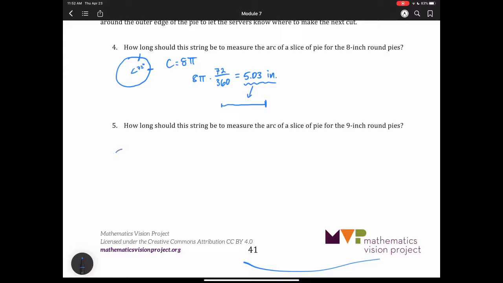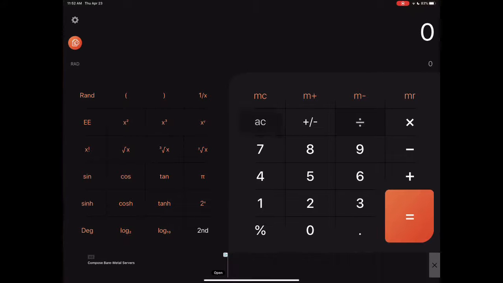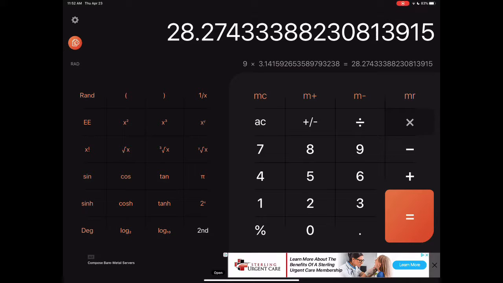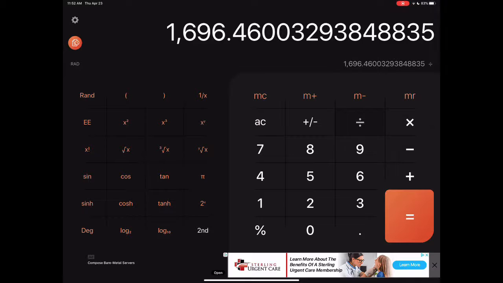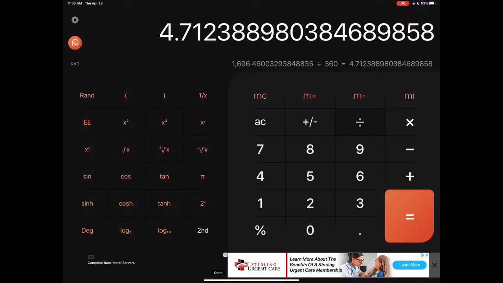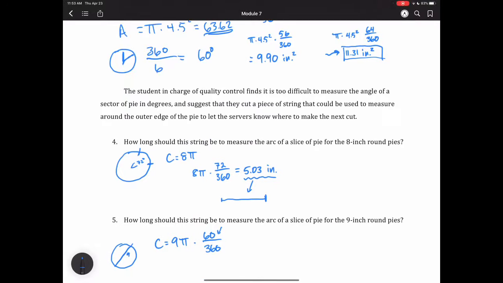So now what about the measurement for the slice of the pie for a 9-inch round pie? Well, we're going to do something very similar, okay, where we have 9 inches all the way across. That's the diameter. So the circumference is 9 times pi, okay, and then we're going to multiply it by the fraction of the circle we're working with. Remember, we're cutting this one in sixths. So what we'll do is we'll multiply it by a factor of 60 over 360. That's what fraction of the circle we're working with. So let's go ahead and do that. We have 9 times pi times 60 divided by 360. That length is 4.71 inches.